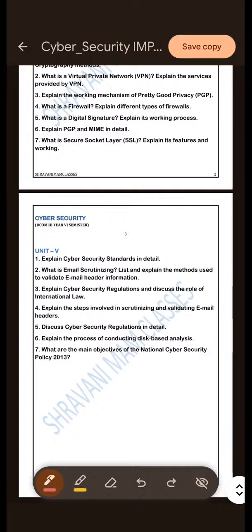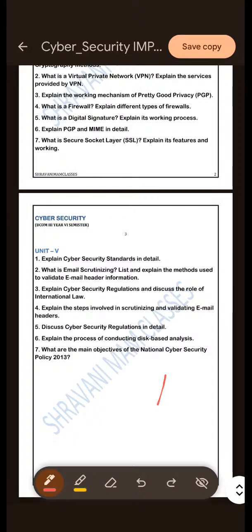And next, what is email scrutinizing? List and explain methods used to validate email header information. This is also an important question. You all know email scrutiny. It's a process for checking emails and their authenticity, right? And it also helps to detect phishing and spam emails. So just go through all the methods. List and explain the methods they asked, so you have to use different methods, whichever methods you use for scrutinizing.